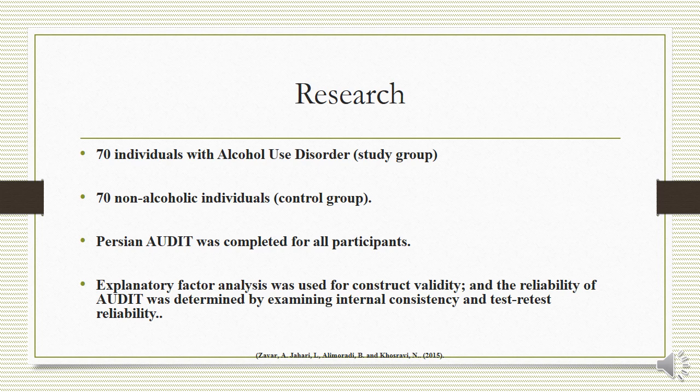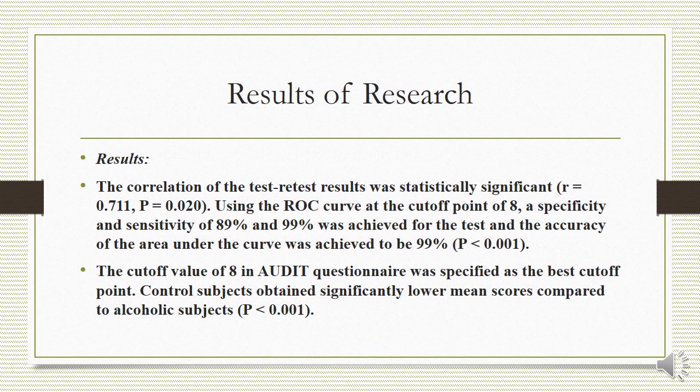An exploratory factor analysis was used to assess construct validity and reliability of the AUDIT. The correlation of the test-retest results was statistically significant, p equals 0.020. By using the ROC curve at the cutoff point of 8, a specificity and sensitivity of 89% and 99% was achieved for the test, and the area under the curve was 99%, or p less than 0.001. This is quite significant. The cutoff value of 8 in the AUDIT questionnaire was specified as the best cutoff point.